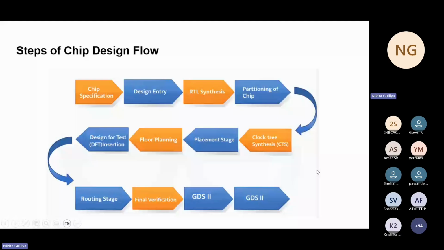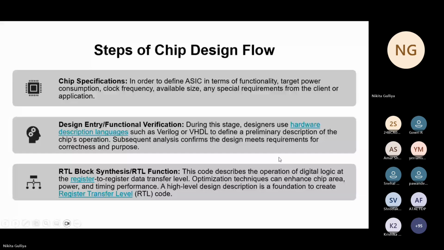And this is the complete steps of chip design flow, starting from chip specification, design entry, RTL partitioning, to clock tree synthesis, placement stage, floor planning, DFT insertion, routing stage, final verification to GDS2. Now let's look at the complete chip design flow step by step. This slide gives a bird's eye view of the entire journey from idea to silicon. I'll briefly explain each step and we'll go into more details later.